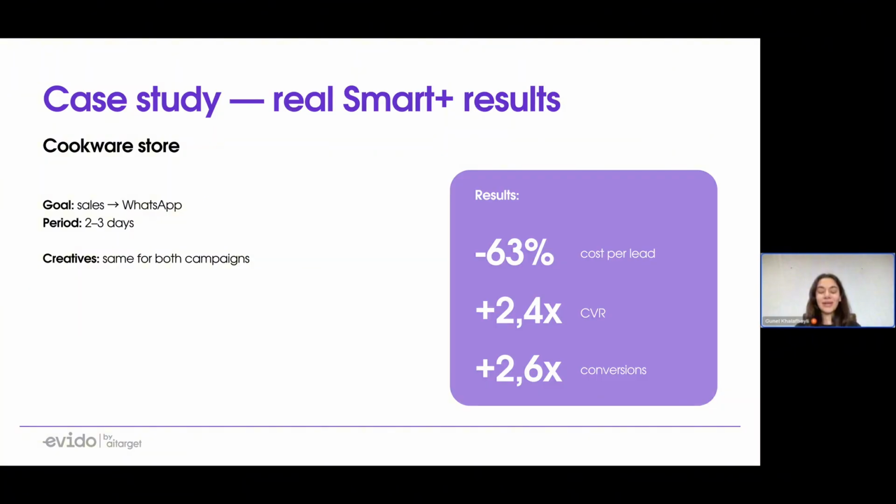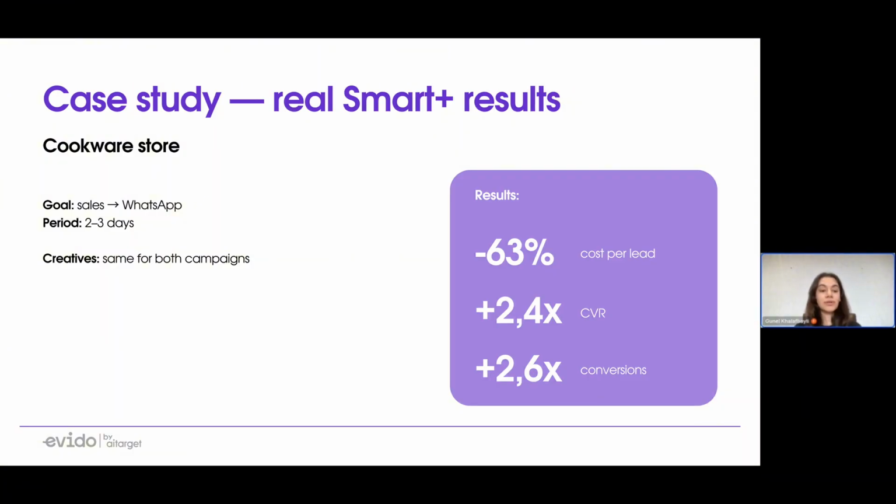So, what results did our client achieve? The cost per lead was 63% lower, the CVR was 2.4 times higher, and there were also 2.6 times more conversions. Furthermore, it is important to note that in this specific campaign, the client spent considerably less on the Smart Plus campaign than on the manual one. Additionally, both the CPC and CPM metrics were significantly lower in the Smart Plus campaign when compared directly to the manual campaign.